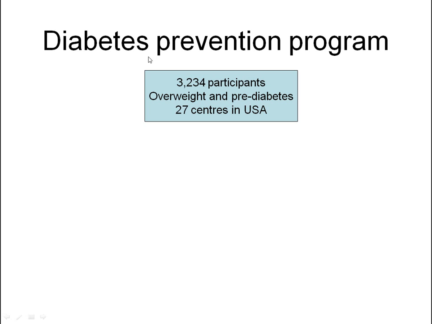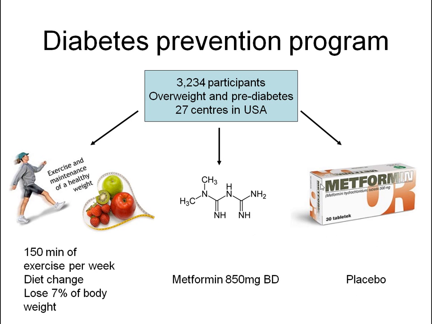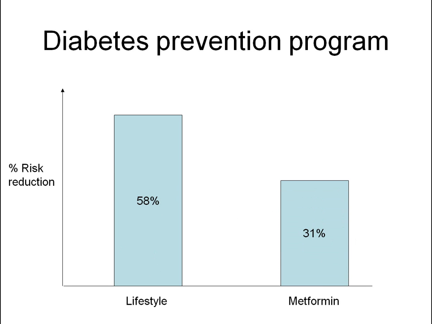And a more recent study, the Diabetes Prevention Program, with over 3,000 participants who were overweight and pre-diabetic in 27 centers in the USA, were grouped into exercise, 150 minutes, diet change, and a target of losing 7% of body weight through those means, versus metformin and placebo labeled as metformin. If we now look at risk reduction, comparing lifestyle versus metformin, lifestyle risk factor reduces risk by 58%, whereas metformin was only successful in 31%. I'm not sure if the study looked at combining both preventions together.